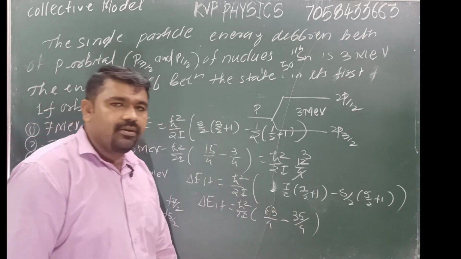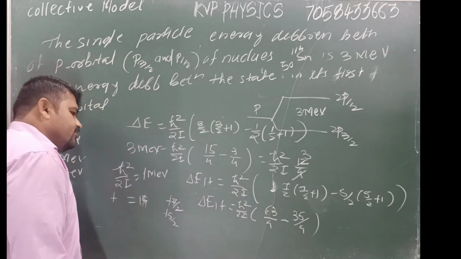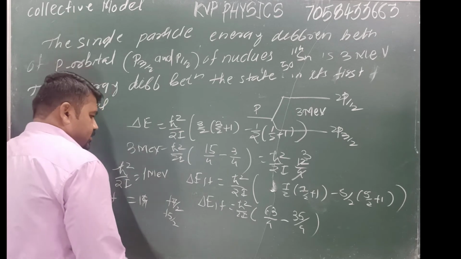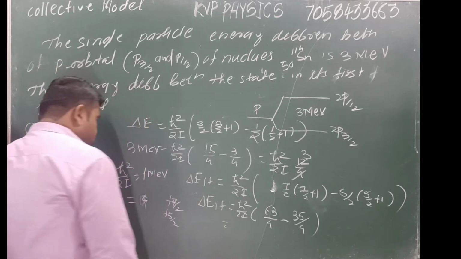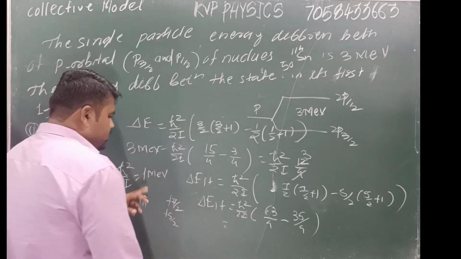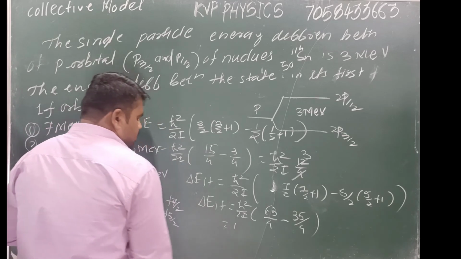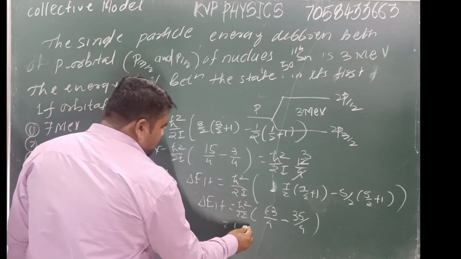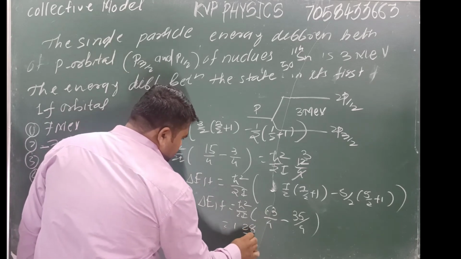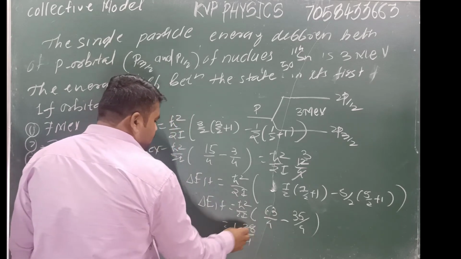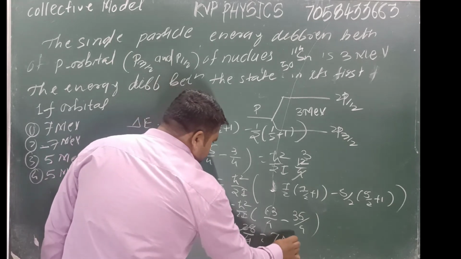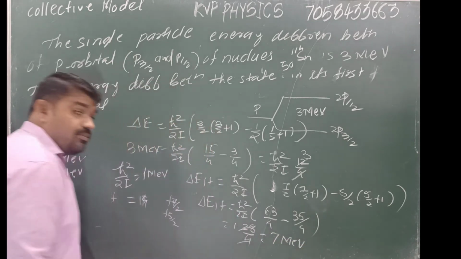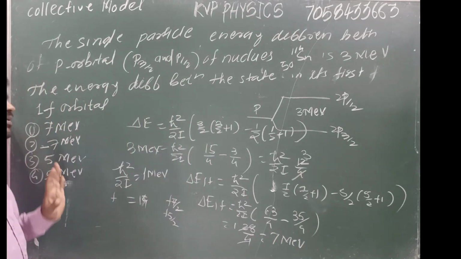63 minus 35 is 28, yes or no? Then what is the value of ħ² upon 2I? ħ² upon 2I is equal to 1. How much? 1, okay. And here 28 by 4 is equal to how much? 7 MeV. This is a very simple one.